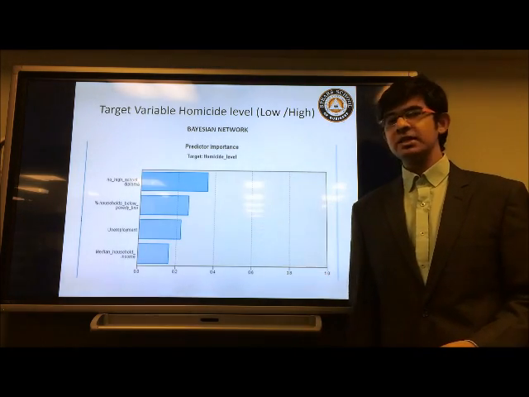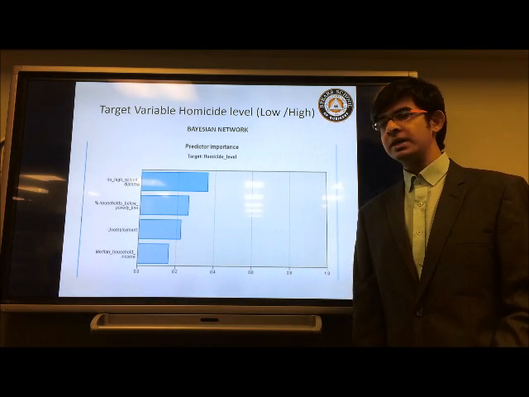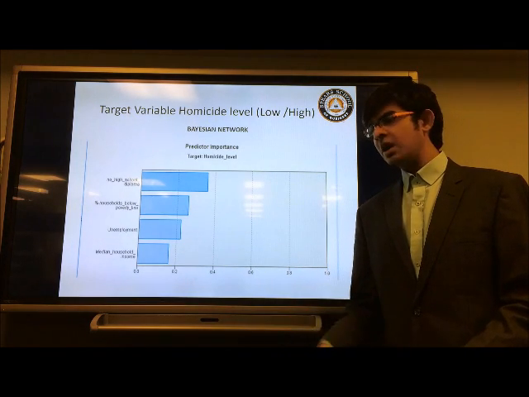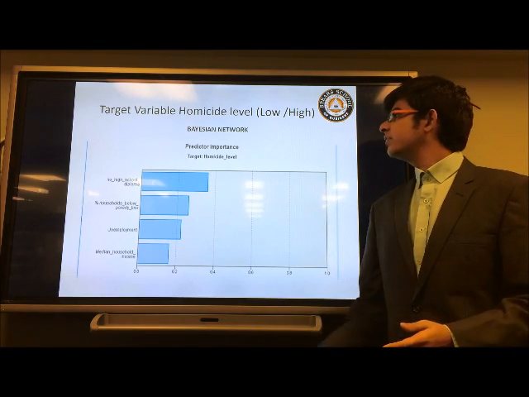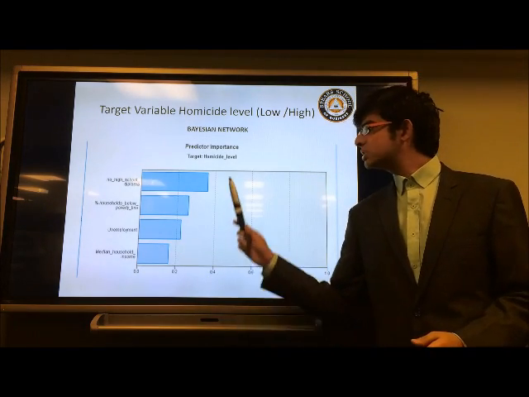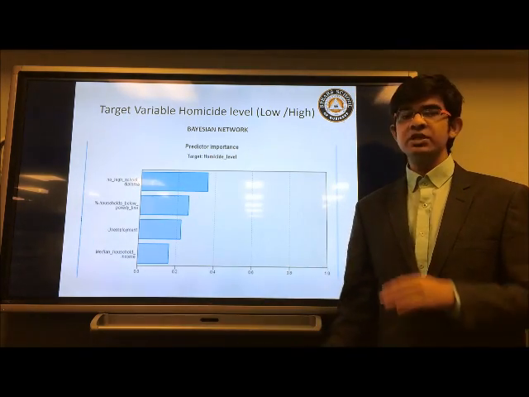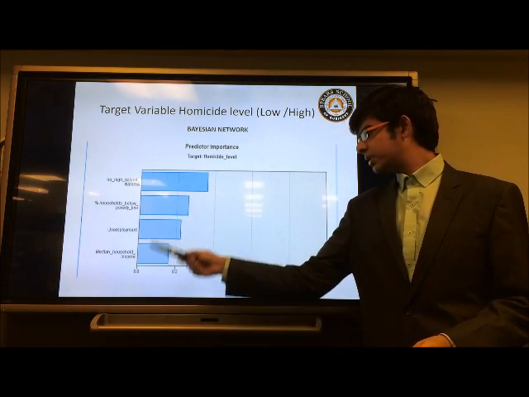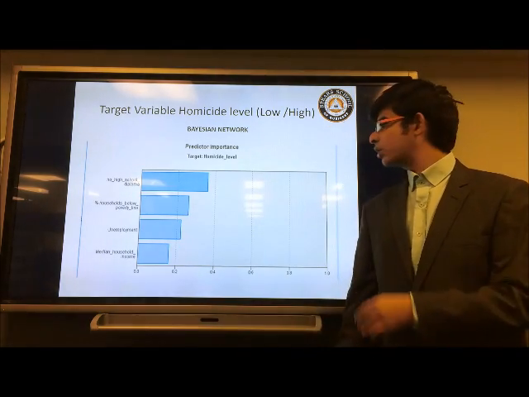The first model, the Bayesian network. The best part of the Bayesian network is it uses conditional probabilities to see whether, given an event has occurred, how probable is the other event to occur. So the predictive variables that we used are these four, and as you can see, the most important predictive variable is the percentage of population with no high school diploma. And the other variables follow in descending order. This got the maximum predictive importance of around 40%.